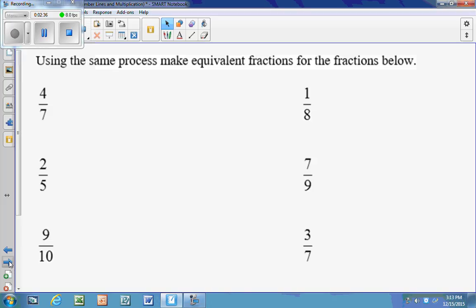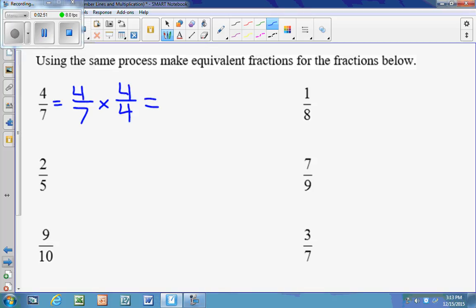Now sometimes we don't have a number line, and we just have to make equivalent fractions. And in that case, we will multiply by any number that is equal to 1. So in this case, I'm going to rewrite my 4/7, and I want to multiply it by 4 over 4 is the number I'm going to choose, because this equals 1 whole, and that makes 16/28.